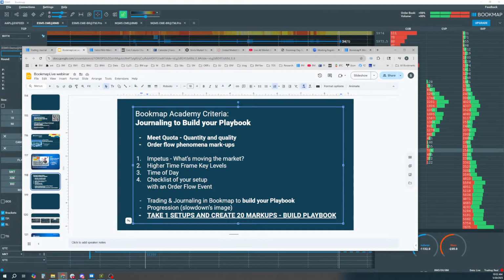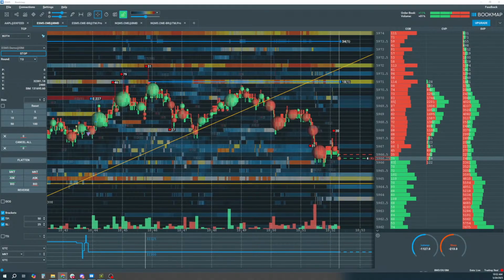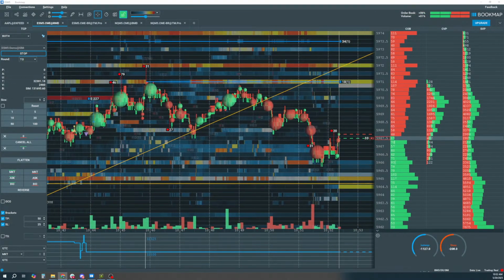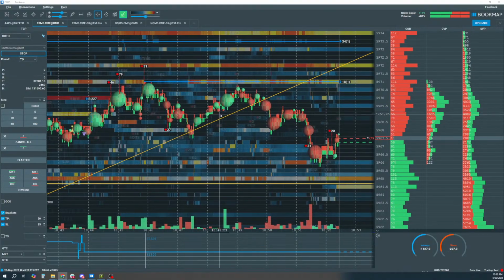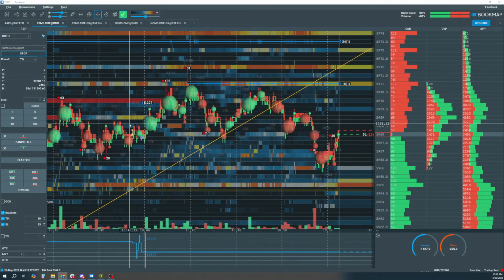This is what I mean. Know your impetuses and your time of day, and then you get into your status checklist and your order flow, and just study that one setup and become an expert at it. This is the pathway here. Give it a shot for 2 to 3 weeks and see what the results are. Come up with 20 different examples. All right, enough said. Let's take a look at this order flow and jump in here.